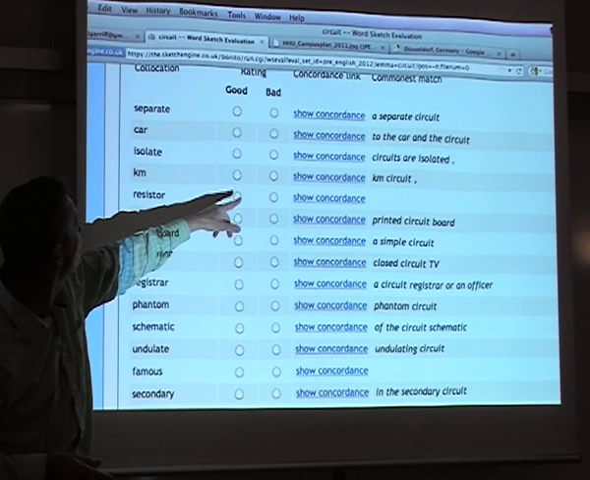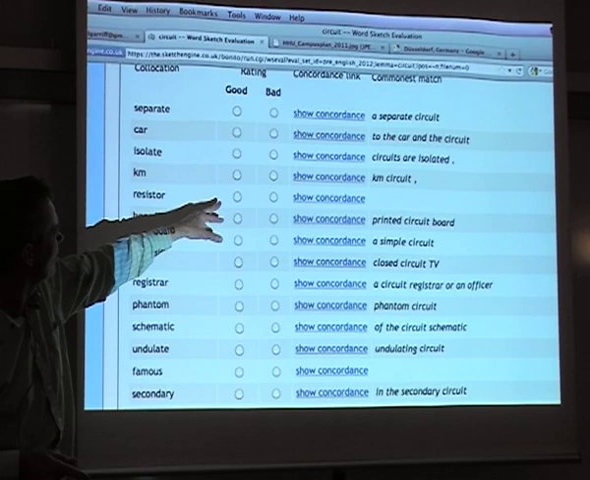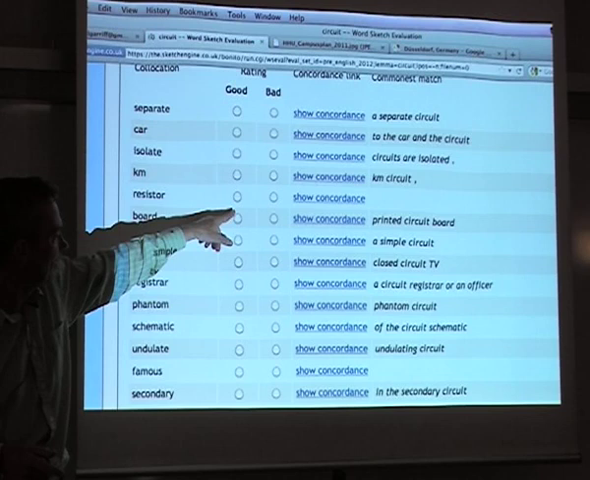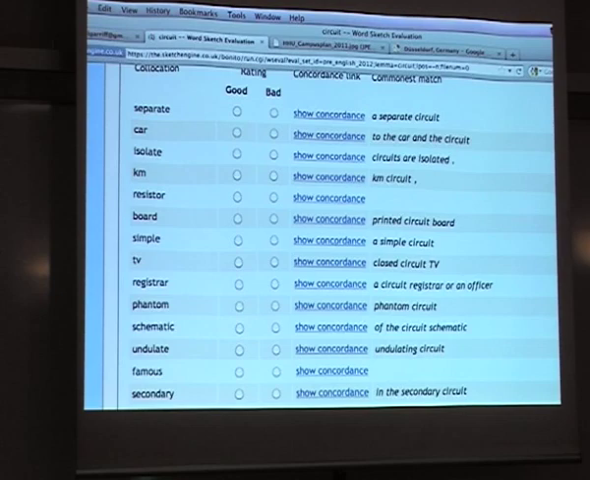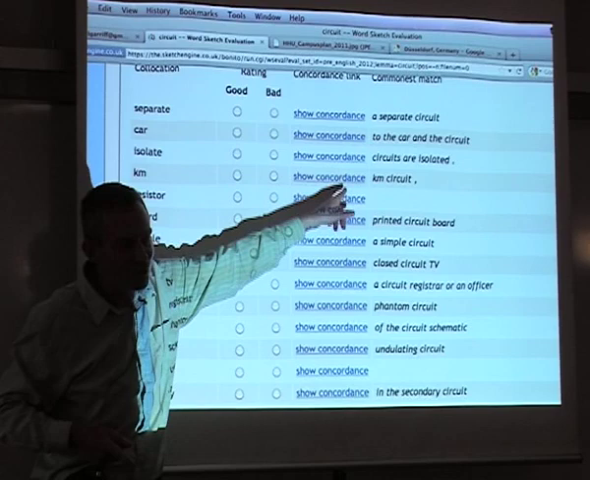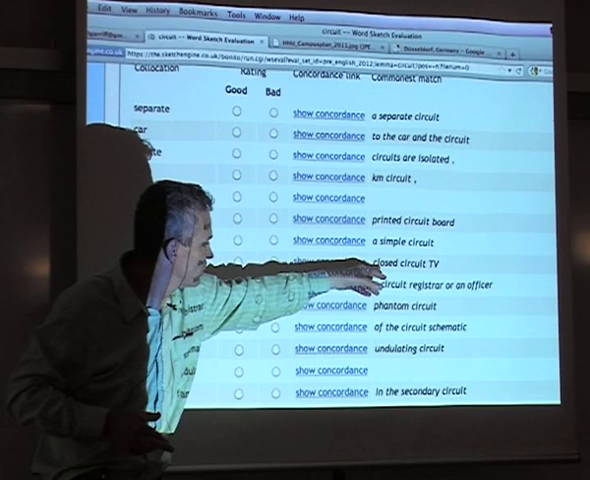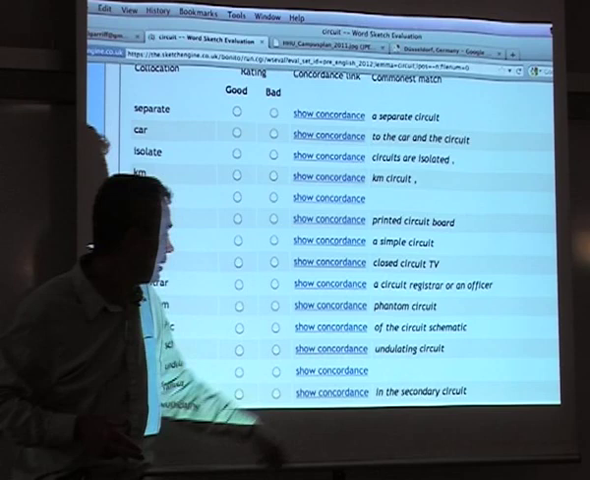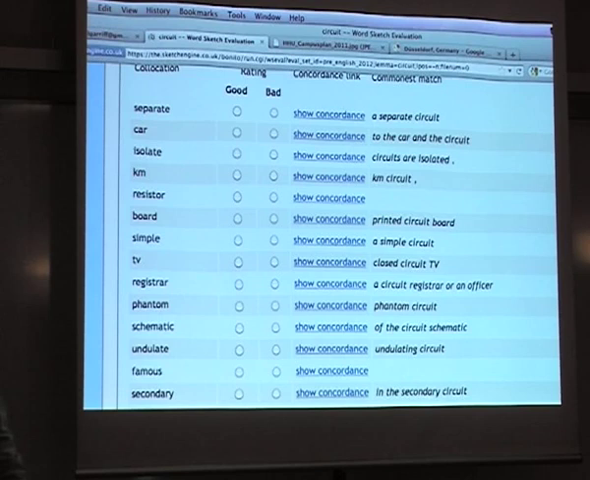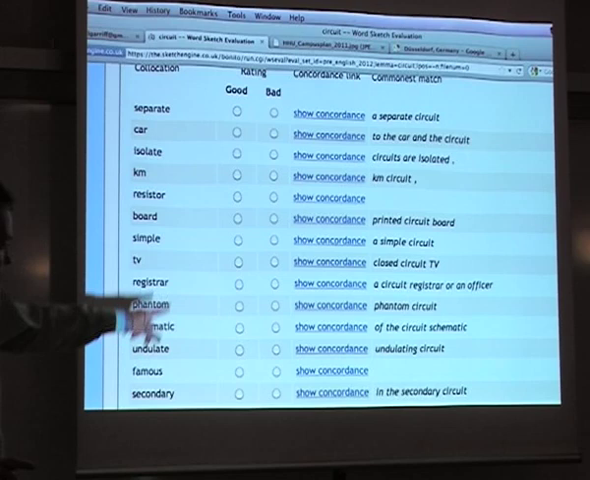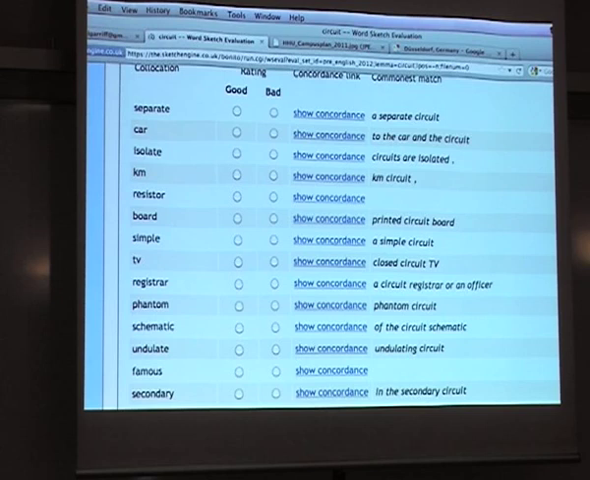Resistance of the resistor in the circuit is probably good. Circuit board is definitely good, that's a well attested noun. Closed circuit TV, notice we're throwing in all the different meanings. So closed circuit TV isn't the same meaning of circuit as this. This is an electronics one, this is a general social organisation one, this is a legal one. A circuit registrar is a kind of judge in England, and undulating circuit will be a circuit of a racetrack. So it's all different kinds of circuit. That's fine, that's not the topic here. So of these, I'd go through and three or four of them are correct and the others are not.